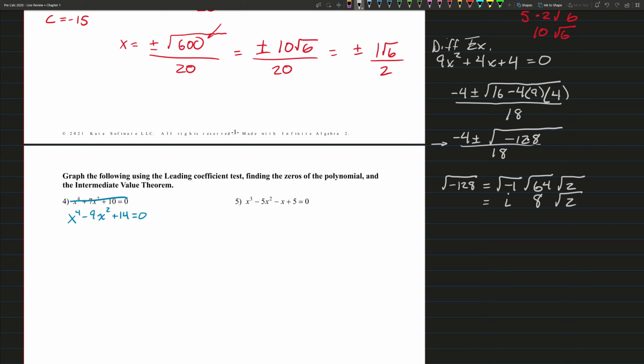So then we would just substitute what this is actually equal to. So we'd have negative 4 plus or minus all of this, so 8i rad 2 over 18. And you could simplify from there, but if you get here, you'd get full credit.